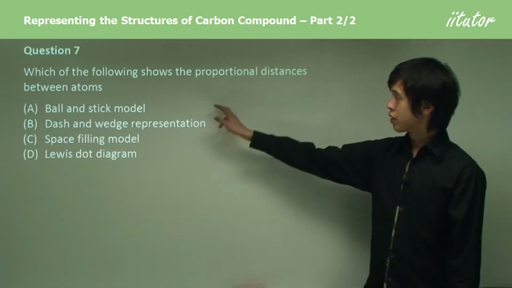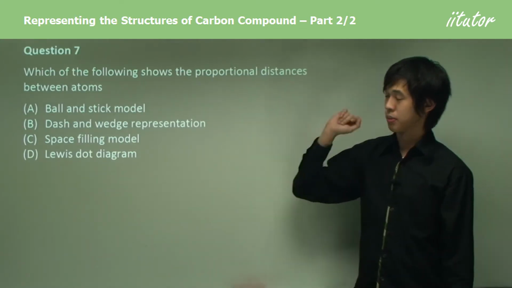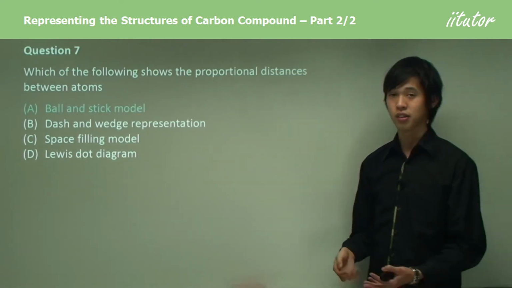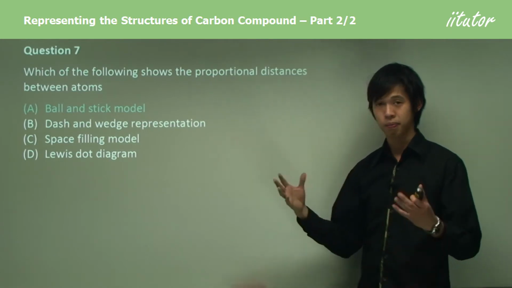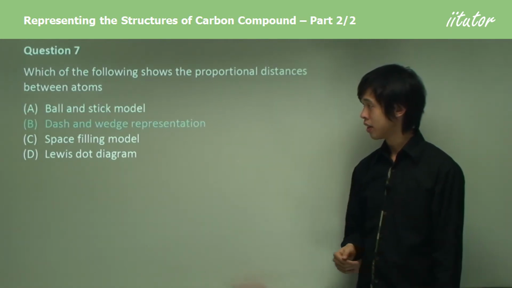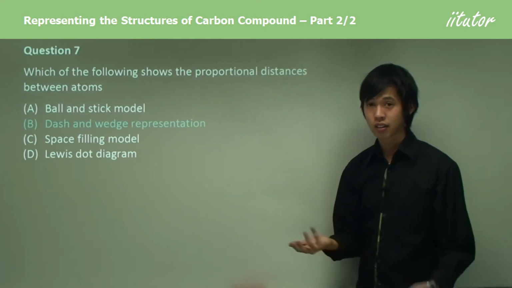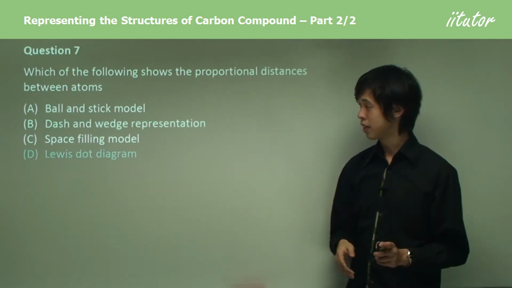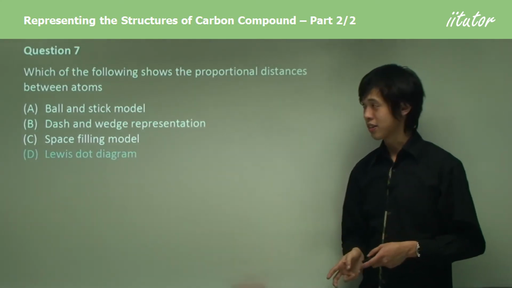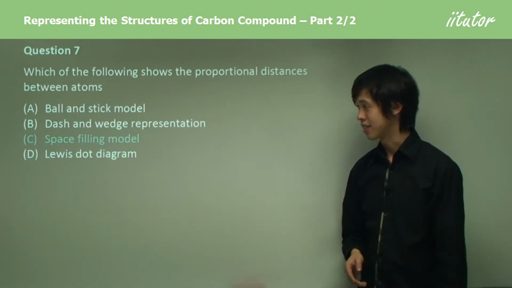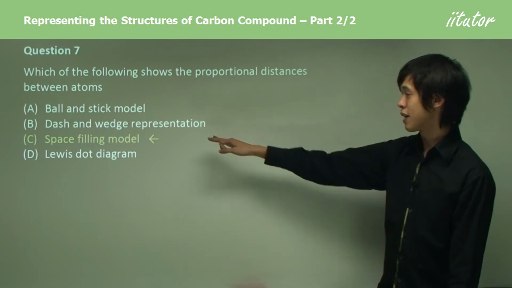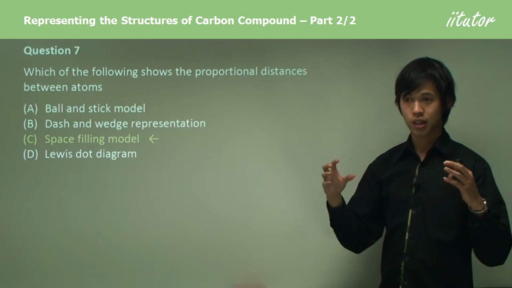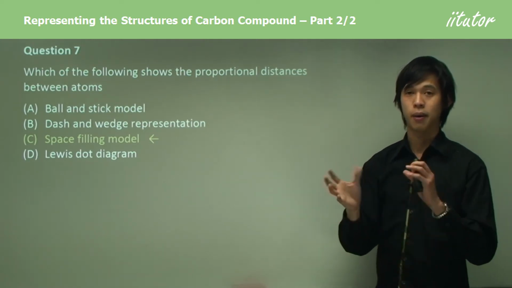Okay. So which of the following shows the proportional distances between atoms? So proportional distance. So ball and stick model is not correct. It only shows you the bonding and the size of what is in the structure. The dash and wedge doesn't tell you anything about the actual physical sizes of the molecule or the atom. It only tells you the structure. The Lewis dot diagram tells you less than the dash and wedge, so again that can't be correct. So what we're left with is the space filling model, which is the correct answer. So the space filling model tells you the proportional distance between atoms because of the size of the different molecules and the center to center distance of each atom.